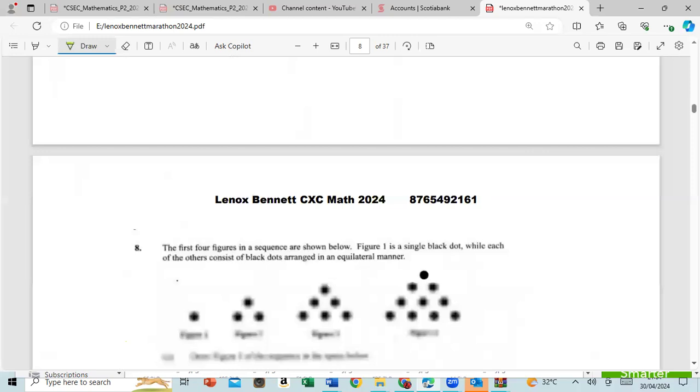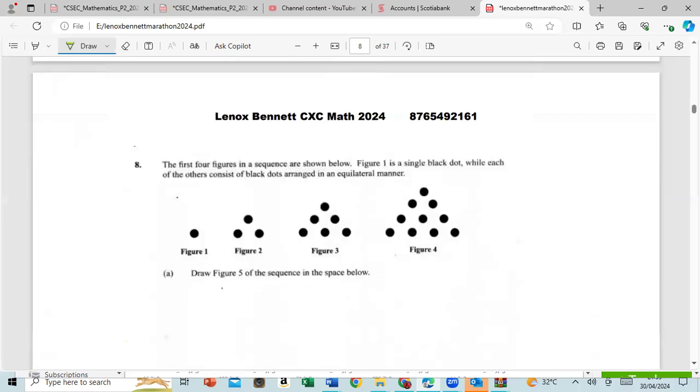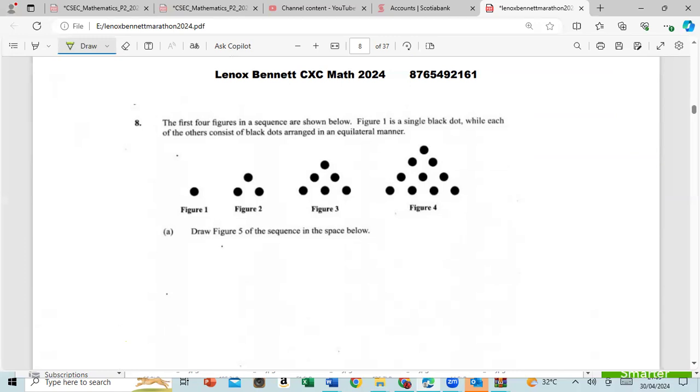I think this is something where you can relax a bit more. Alright, so the first four figures in a sequence are shown below. Figure 1 is a single black dot, while each of the other consists of black dots arranged in an equilateral manner. And I give you figure 1, figure 2, figure 3, figure 4. Guys, surprisingly, students actually struggle with these. But just try and figure it out. It says draw figure 5 of the sequence.